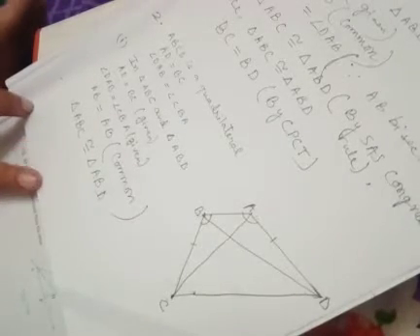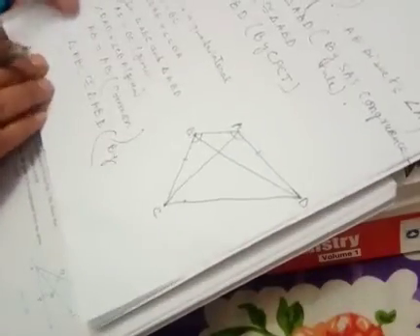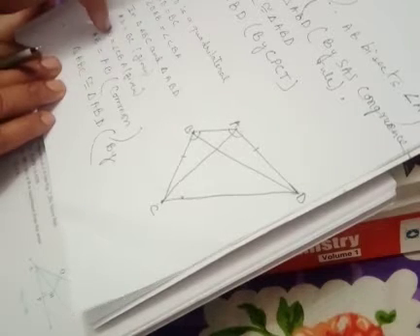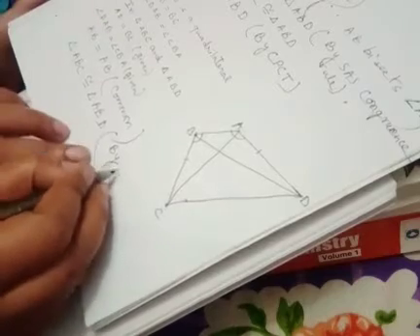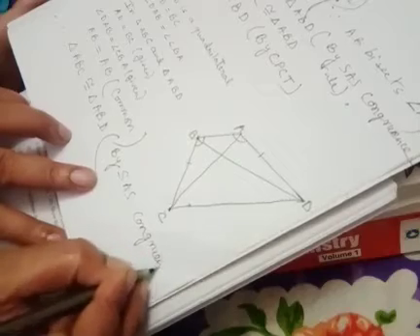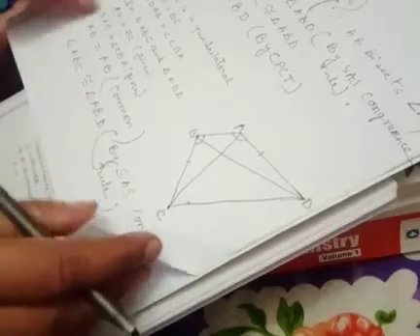In the bracket you have to write by, you can see that two sides are equal and the included angles are equal. So you can write by SAS, side angle side congruence rule. These two triangles are congruent. Next part of the question is, you have to show that BD is equal to AC.